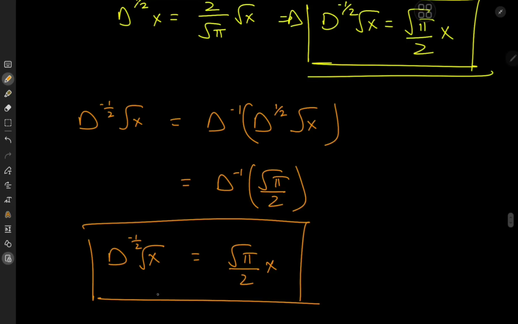Let me know in the comment section if you found any more cool results playing around with these half derivative and fractional derivative and fractional integral operators.